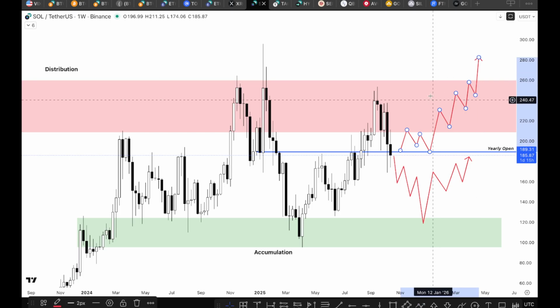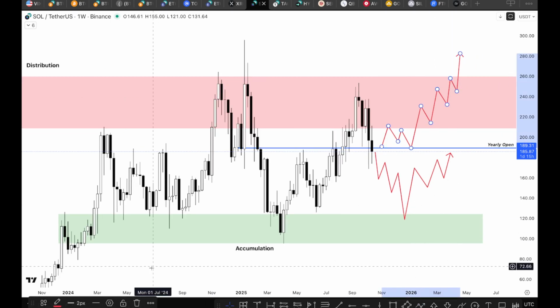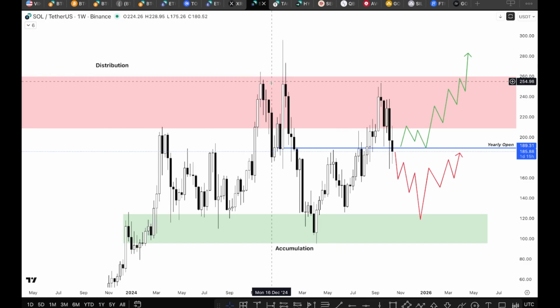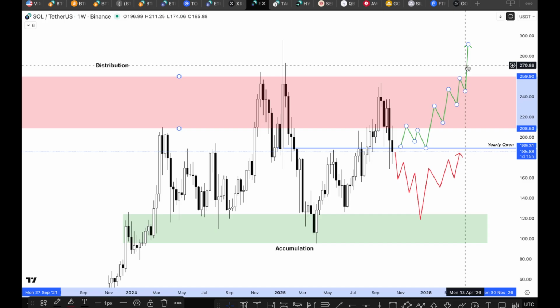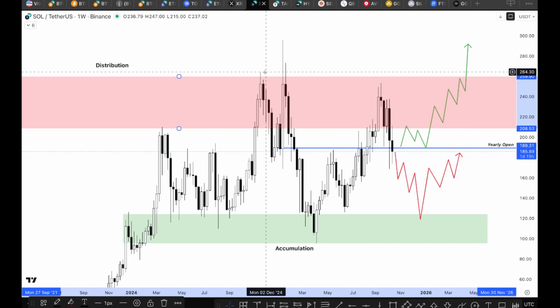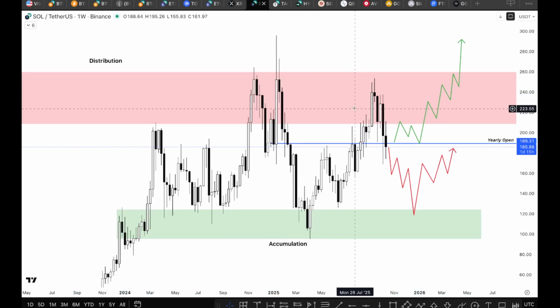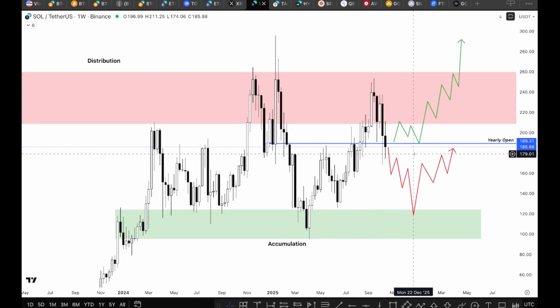And the more closes we can get in this distribution zone, the more likely we are to actually start marking up and flipping it into accumulation. But so far, sellers have showed up there. You expect price to reverse until you start building structure and trending through the distribution and ideally getting above it, above that 260 level, which we haven't seen since 2024 and briefly in January 2025. So the yearly open is the bull-bear pivot line at the moment.